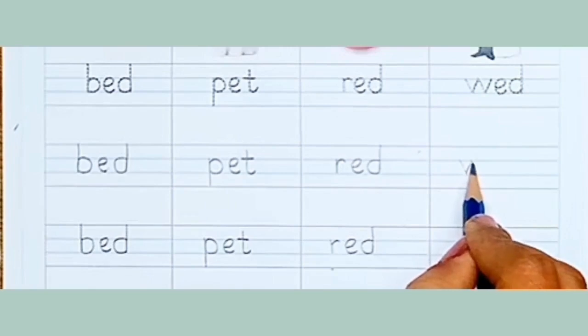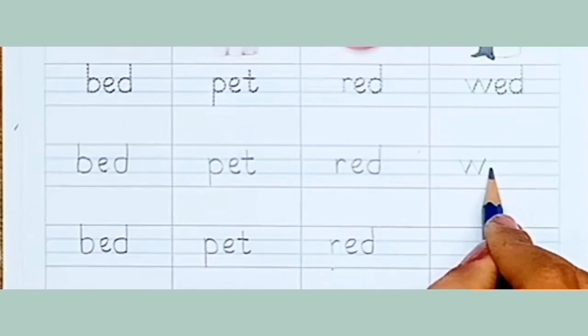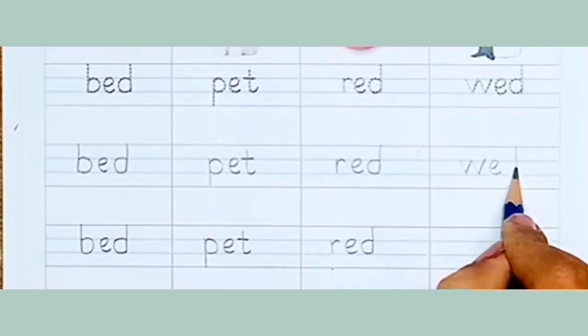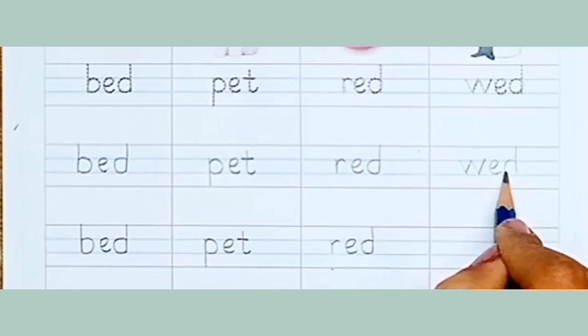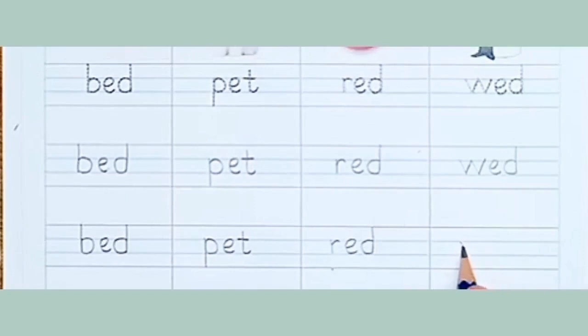W says w. E says e. D says d. W, E, D, wed.